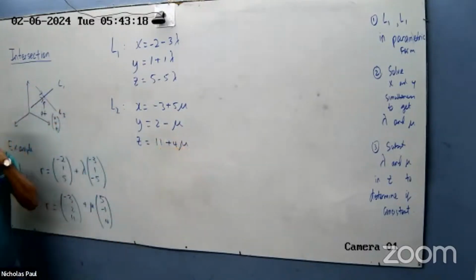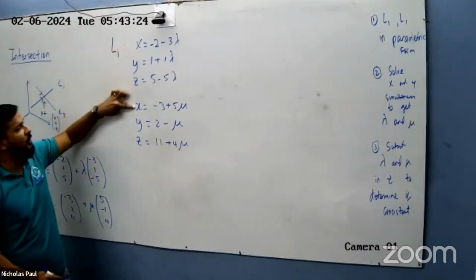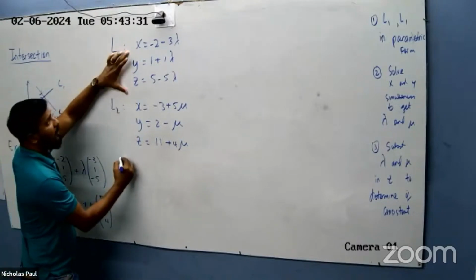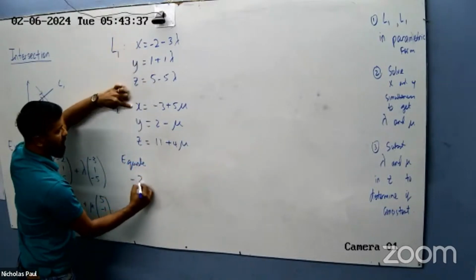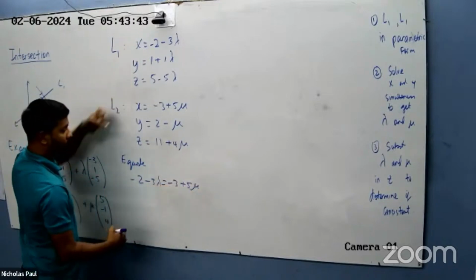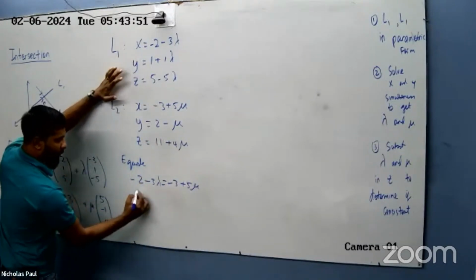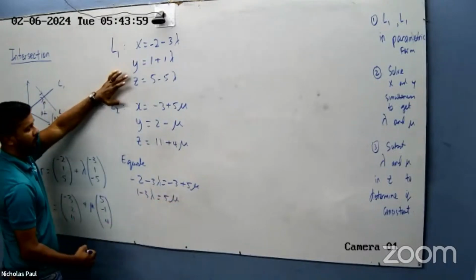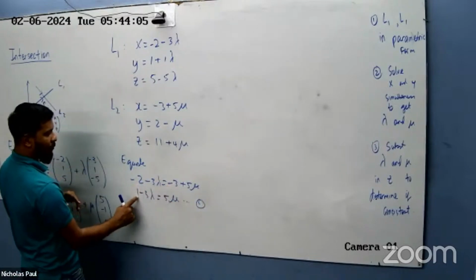Now next step, we have to solve simultaneously. If these two points intersect, then the X values will be equal, Y values will be equal, Z values will be equal. So all I'm going to do is equate. I'm going to equate the X's here and here. So minus 2 minus 3 lambda is minus 3 plus 5 mu. We can rearrange and work it out. Bring it across, you'll get 1 minus 3 lambda is equal to 5 mu.